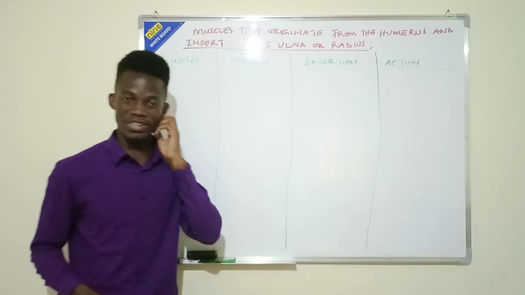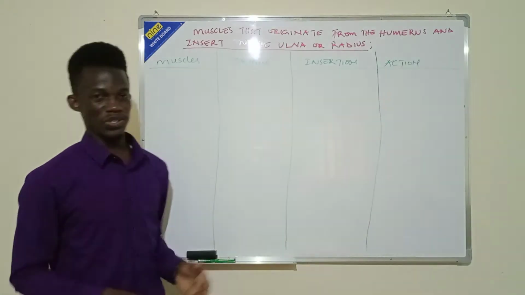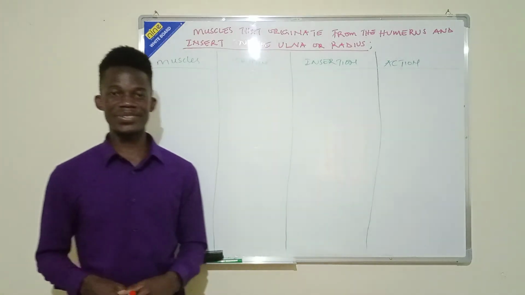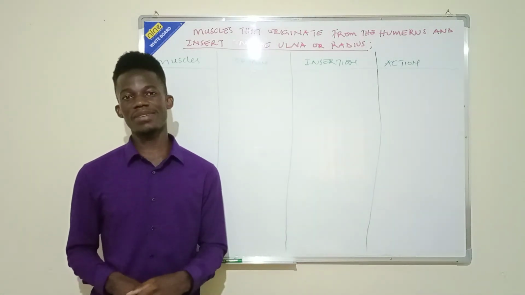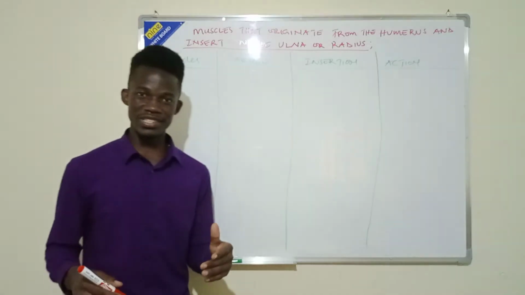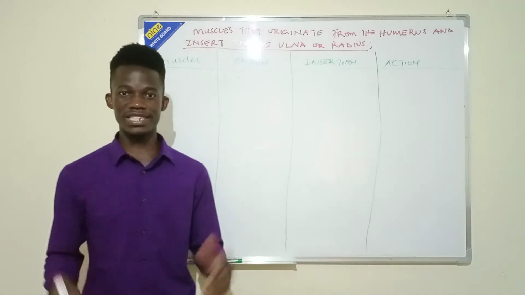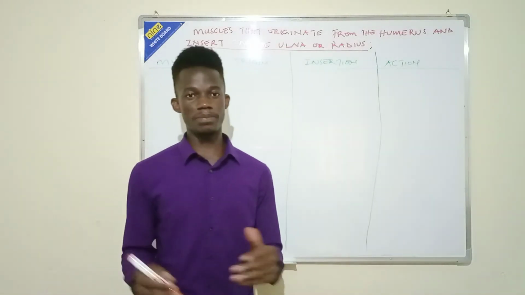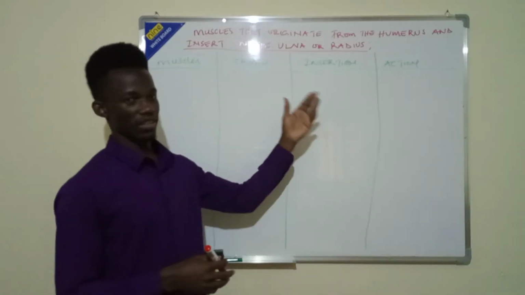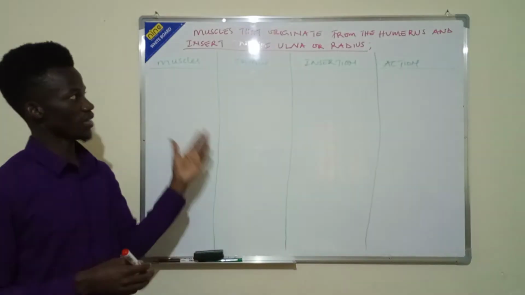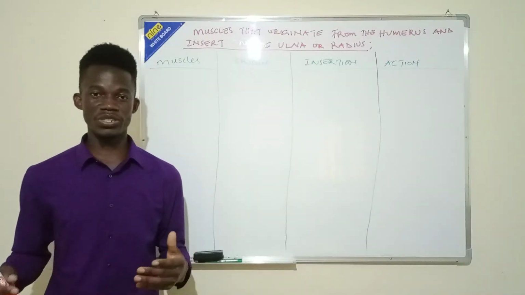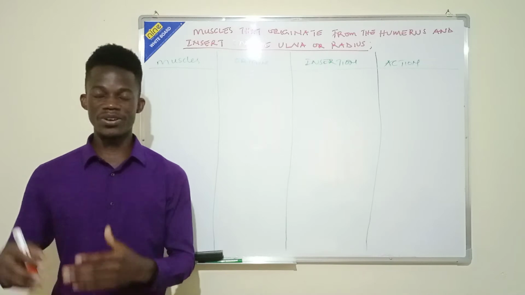In this episode we wanted to look at the muscles that originate from the humerus and then make their insertion onto the two bones of the forearm, that's the ulna and radius. We have looked at muscles that originate from the scapula and then make the insertion onto the humerus, that is the previous episode. Now in this episode, let's look at the origin, insertion, and then the action of only muscles that originate from the humerus and make their insertion onto the two bones, either the ulna or the radius.